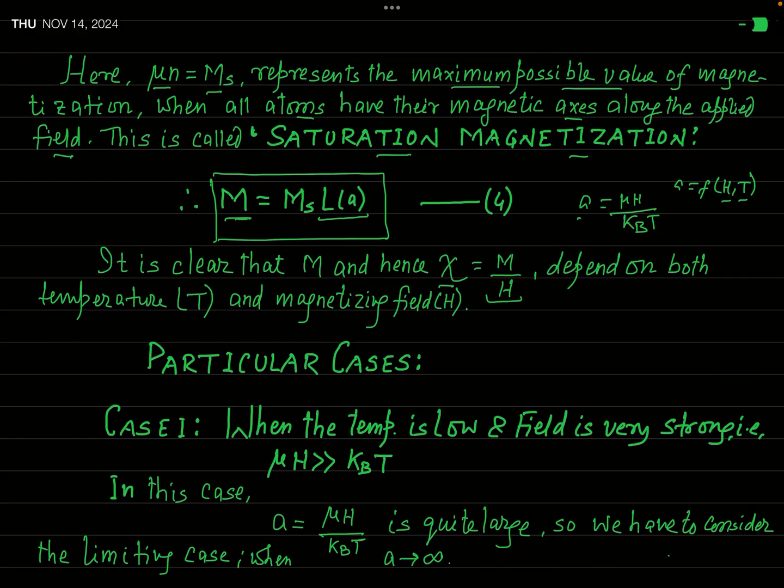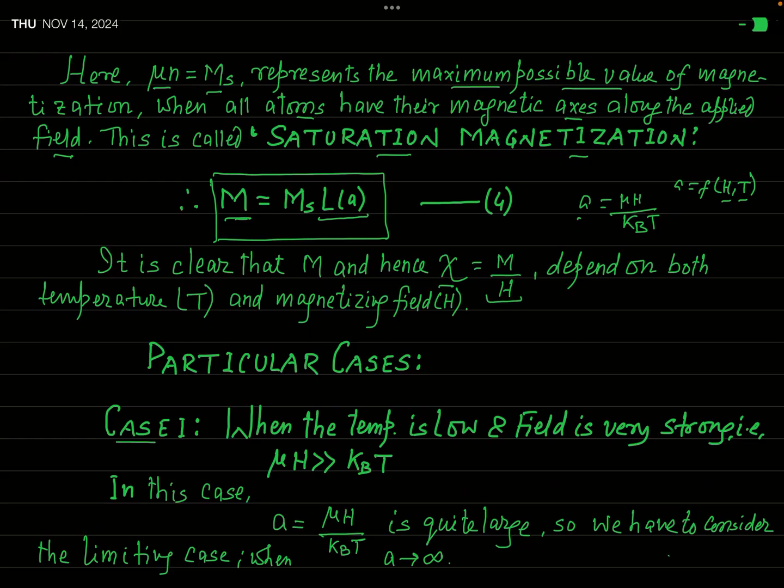So you can say that the magnetization and the magnetic susceptibility of a paramagnetic substance is a function of temperature and magnetizing field. So we will consider two special cases, two particular cases, and discuss the magnetization and the susceptibility under those two conditions. Let us see the two very important cases under which we will discuss the magnetization and the susceptibility of this material.